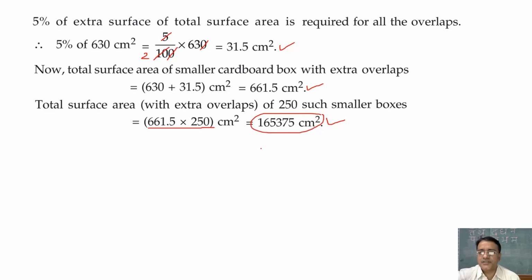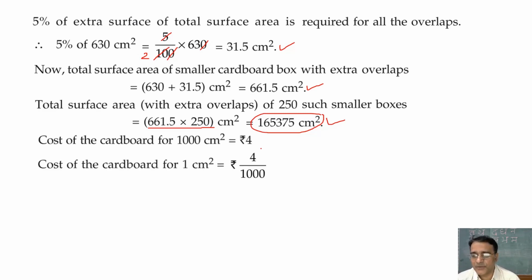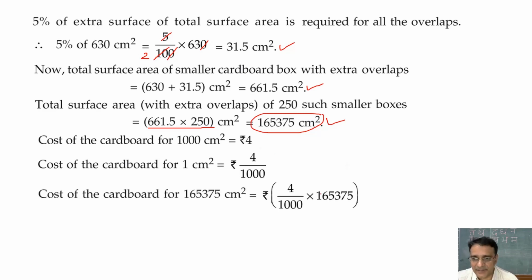Now same step. Cost of 1000 centimeter square is ₹4 and cost of 1 centimeter square is 4 upon 1000. Then we have to multiply. Now see, instead of this what we will do is write 661.5 into 250. Okay, so this 4 cancelled, then this 4 cancelled. So what is the total cost? 661.5, right.